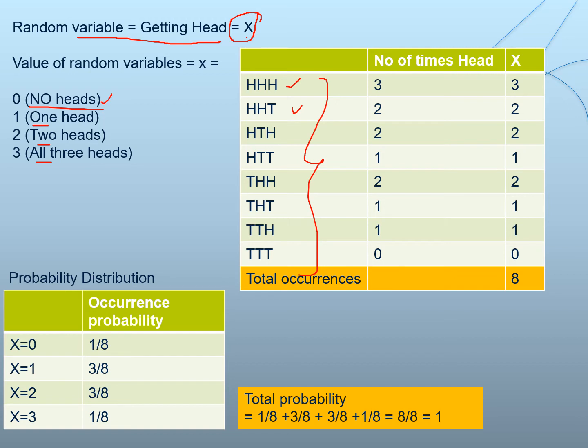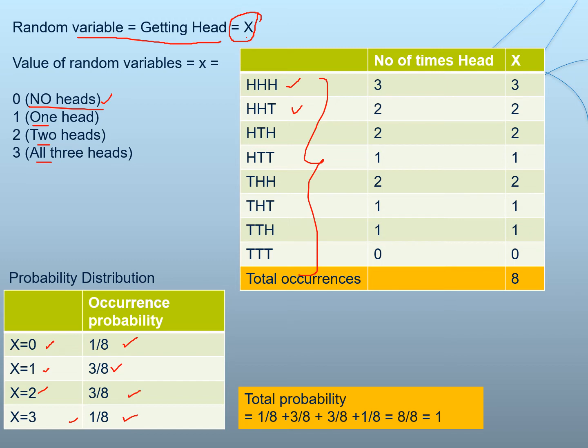So we can tabulate this in this form. When x equals 0, probability is 1 over 8. X equals 1, 3 over 8. X equals 2, 3 over 8, and x equals 3, 1 over 8.